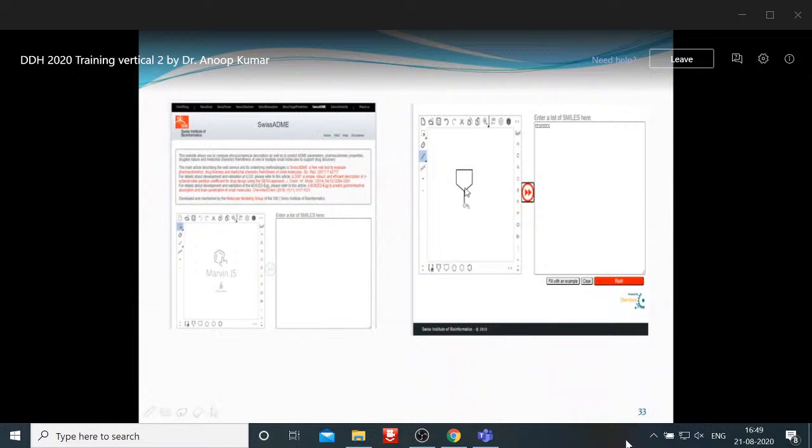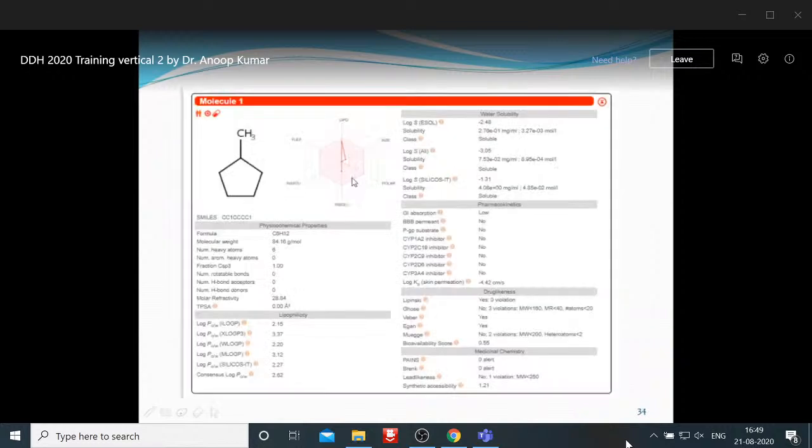So in the SwissADME server, these are the drawing tools which help you to draw the structure of the molecules. Then you have to click here and run, and after the run you will get such type of results. If you see these results carefully, the first thing is physicochemical properties.